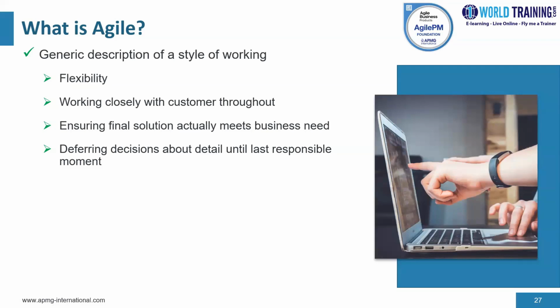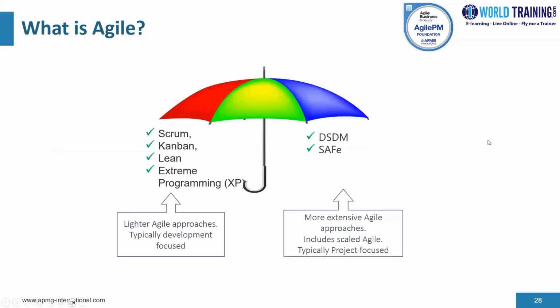Now, when we look into the various flavors of agile in the marketplace, for lighter agile approaches, which usually involve some kind of development, you could use Scrum, Kanban, Lean, Extreme Programming. These are the frameworks that you could use for lighter agile approaches. But on the other hand, DSDM, which is what this particular course is about, and SAFe, which is Scaled Agile Framework, are more extensive agile approaches, and they are typically project focused.